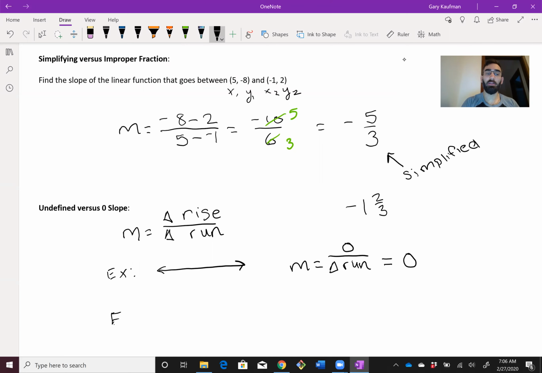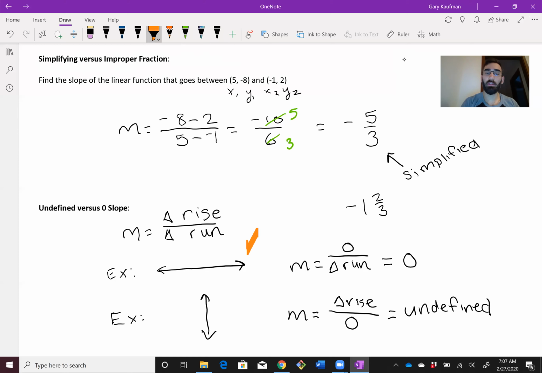Now, on the other hand, if there's no run, so we're not going left and right, we're going straight up and down. Well, that means we have 0 run, and our change is all in the rise. Well, what we've seen is we can't divide by 0. We don't know how to. And that's why we say it's undefined. So that's why horizontal lines have a slope of 0, while vertical lines have a slope that's undefined.